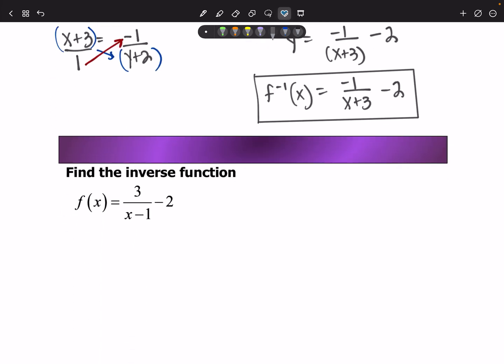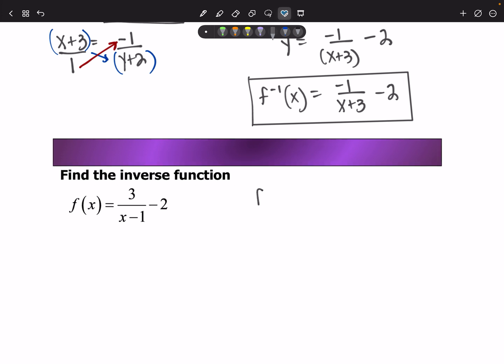Okay, you go ahead and try this, press pause, and then when you're ready to reveal all the steps, the work, and the answer, come on back. So the answer that you should have gotten was f inverse of x is equal to 3 over x plus 2, plus 1 on the outside. And let me show you how I got that.